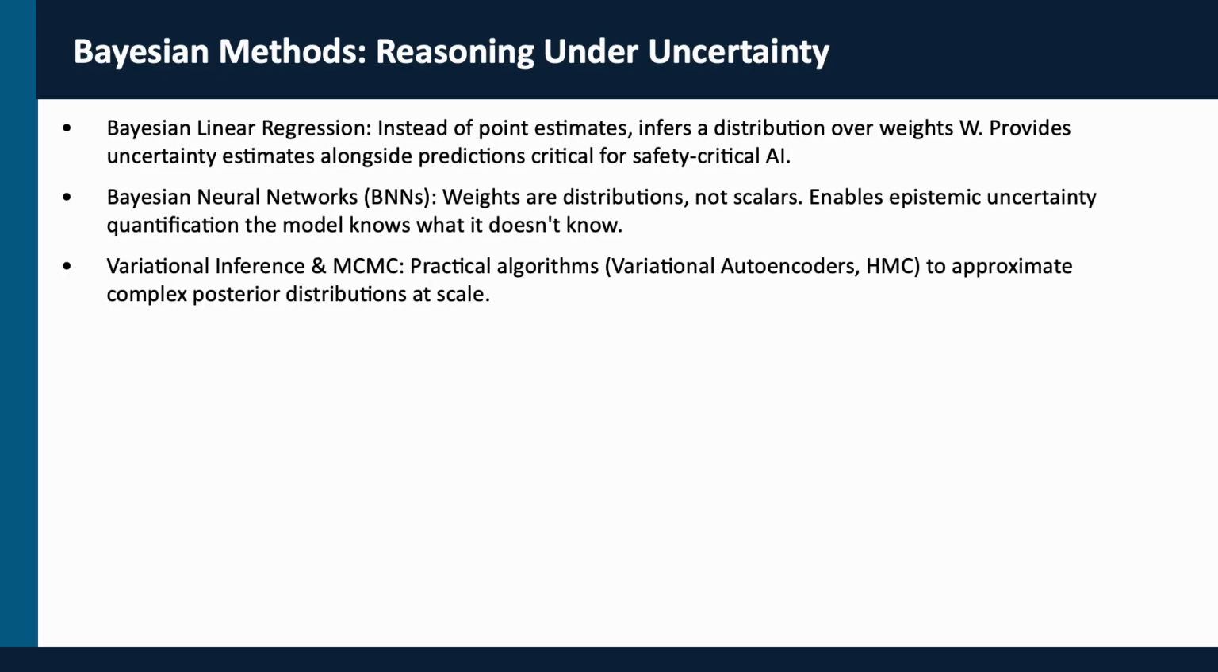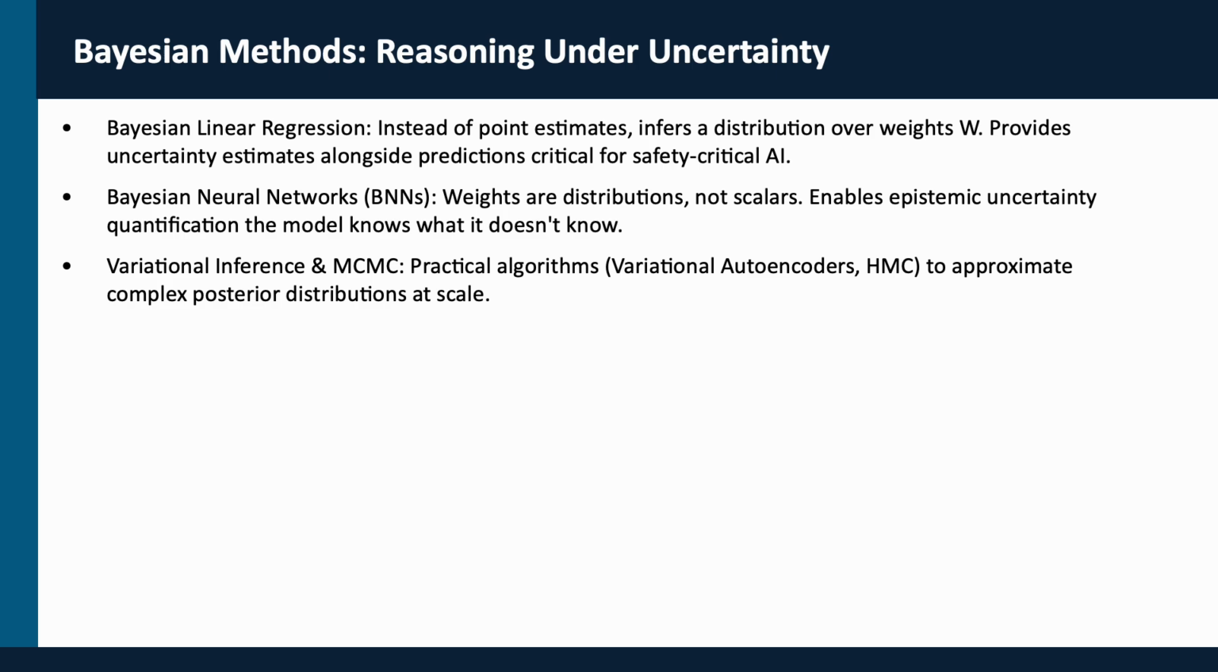Bayesian linear regression, instead of point estimates, infers a distribution over the weights W, providing uncertainty estimates alongside predictions, which is critical to safety-critical artificial intelligence. In Bayesian neural networks, or BNNs, weights are distributions, not scalars, enabling epistemic uncertainty quantification. The model knows what it does not know.